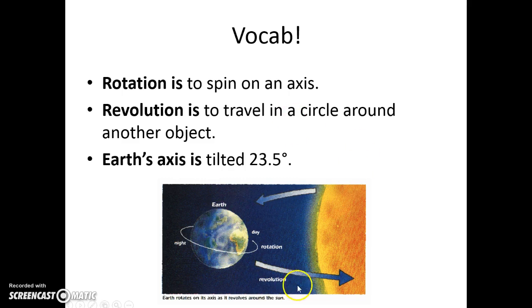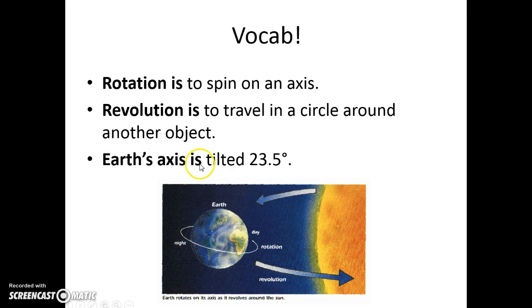Revolution is to travel in a circle around another object. As Earth goes around the sun, that is a revolution. To tell them apart, think of a revolving door. When you go through a revolving door, you are revolving, having a revolution around the center of the door. Okay? So that's a nice way to tell rotation and revolution apart.